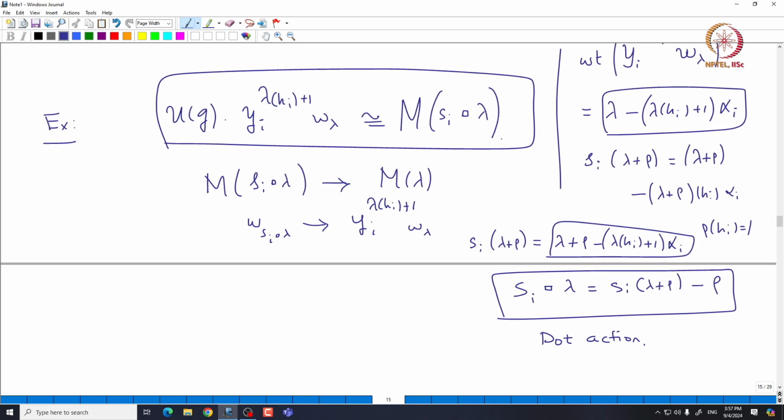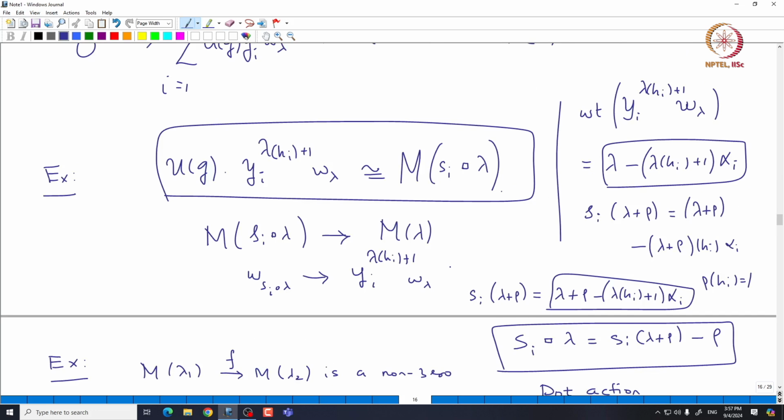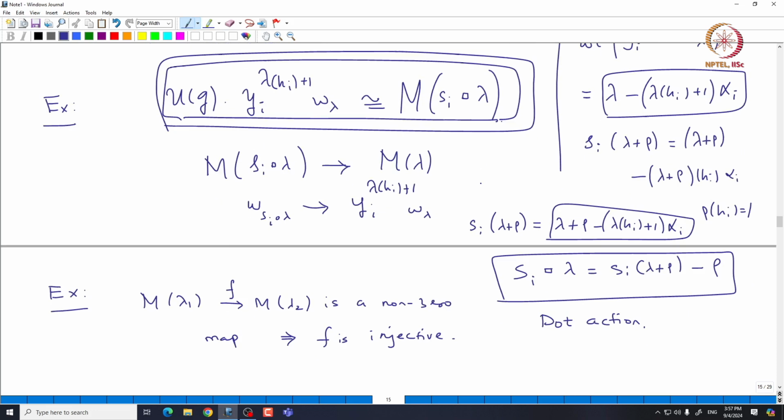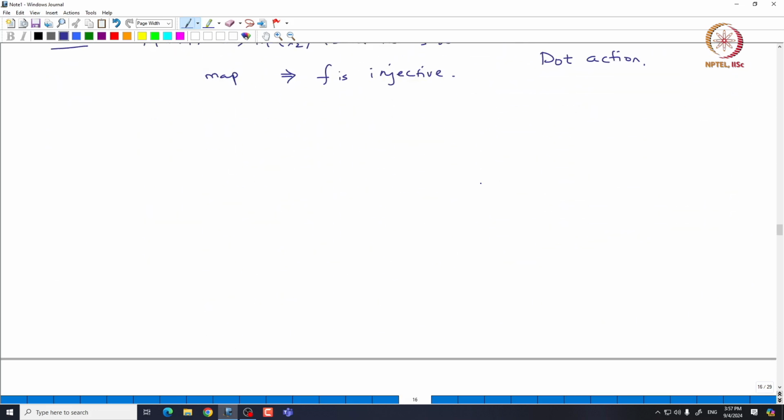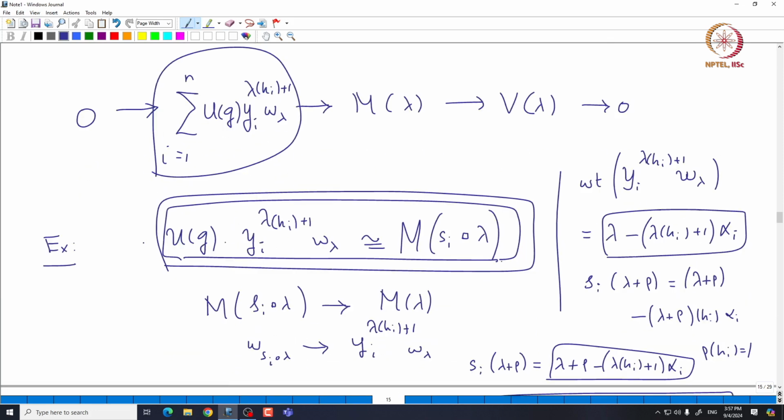I will leave this also as an exercise. If you have a map F from M of lambda 1 to M of lambda 2 that is non-zero, then F is injective. Using this, you can prove that this map is indeed an isomorphism for these two modules. Now if you go back to the exact sequence that we have, you can replace this by the direct sum and see what happens.